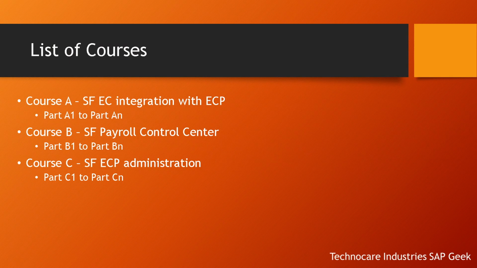These videos will be classified into three courses. Course A will be for integration between Employee Central and Employee Central Payroll. Course B will be for Payroll Control Center and Course C will be for ECP Administration.